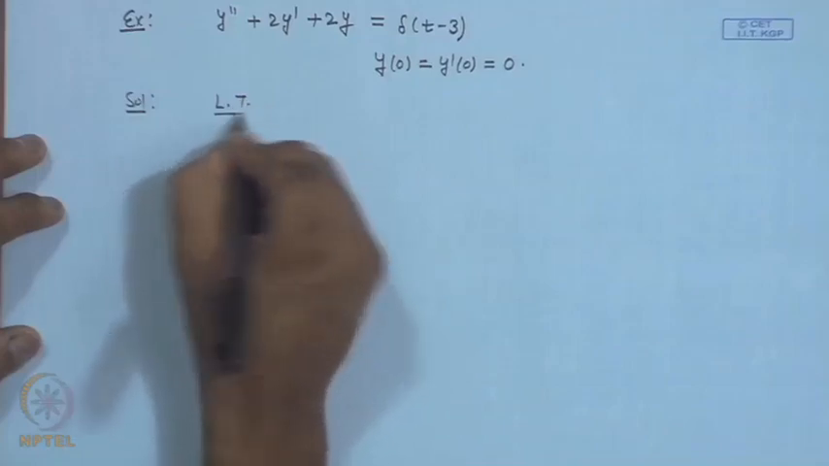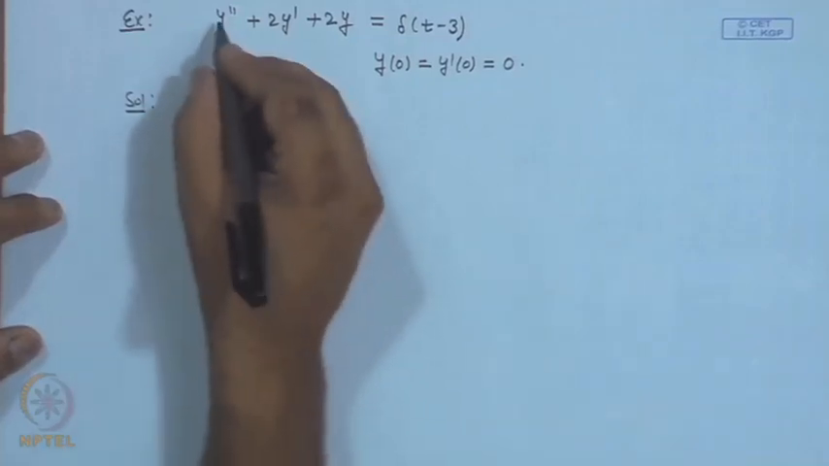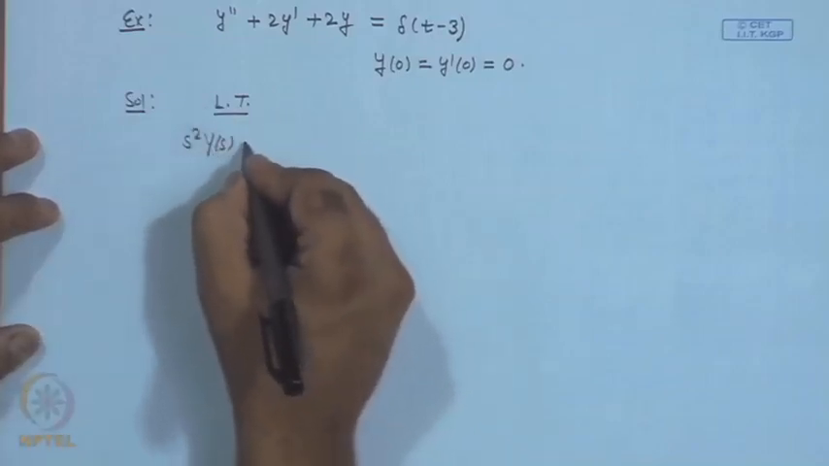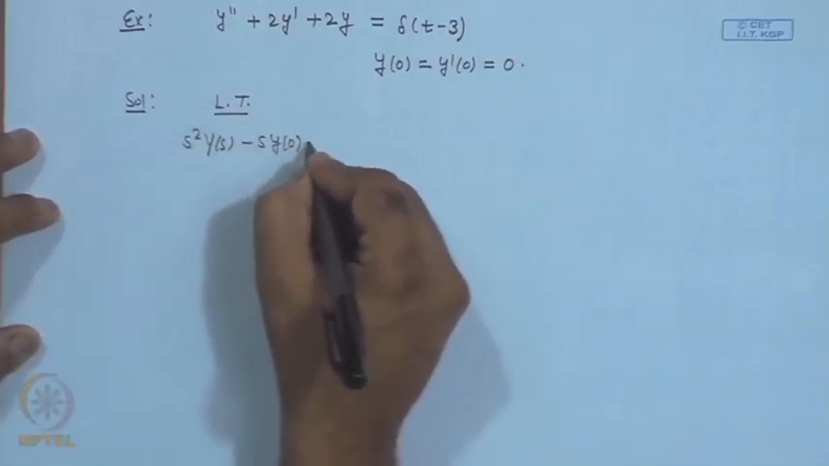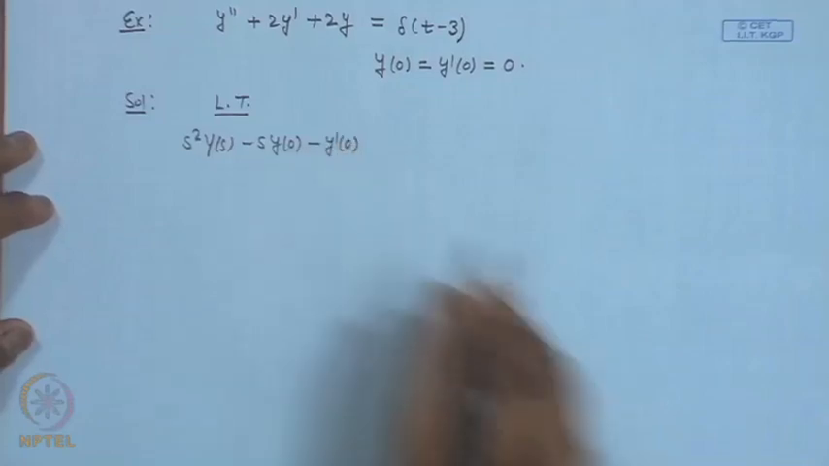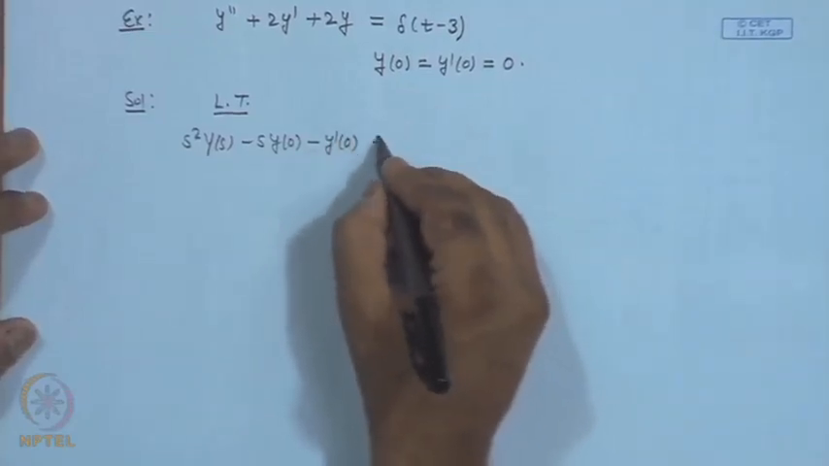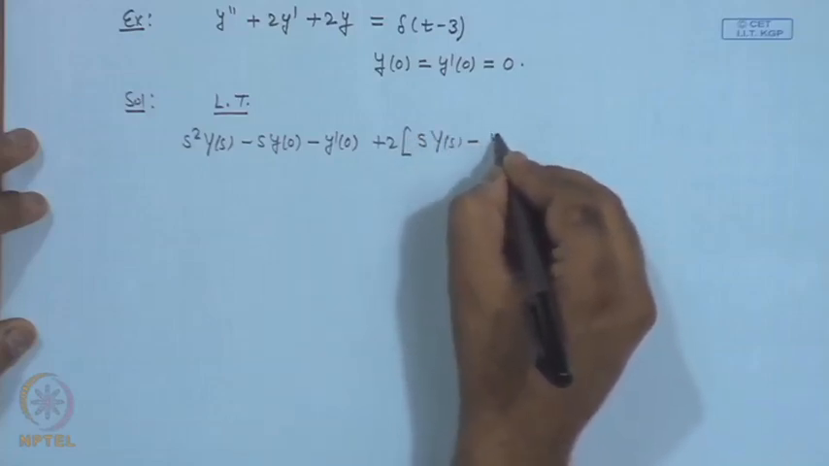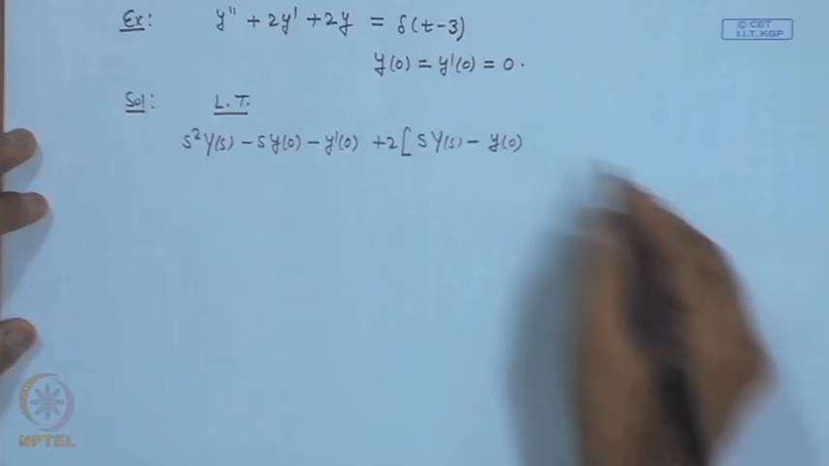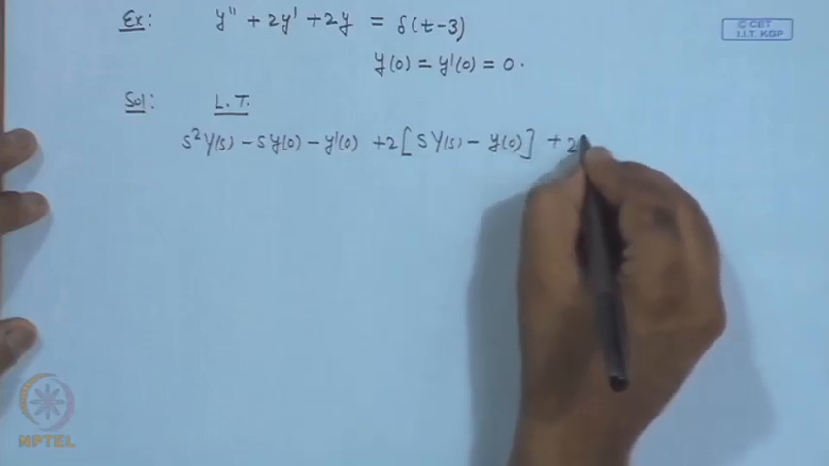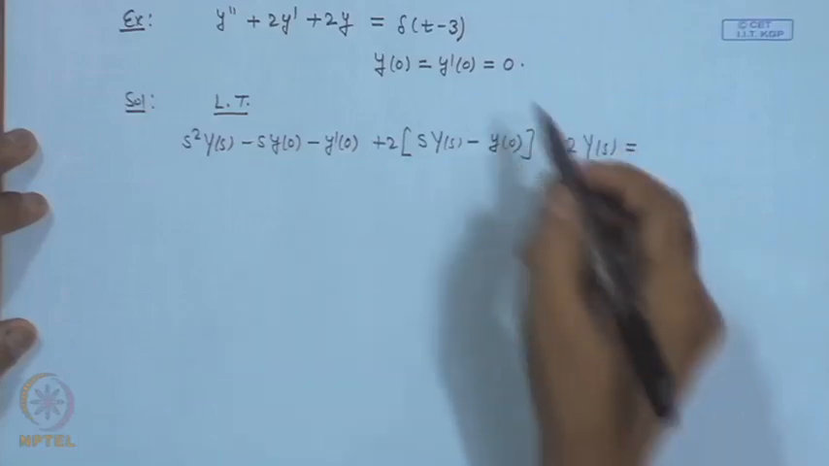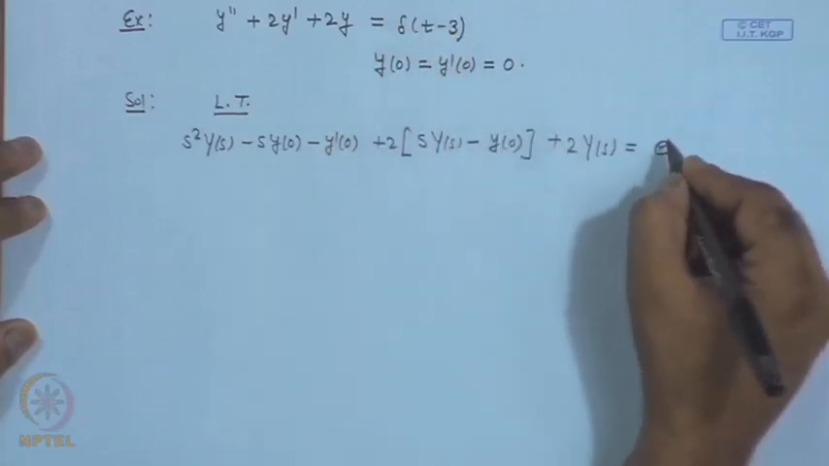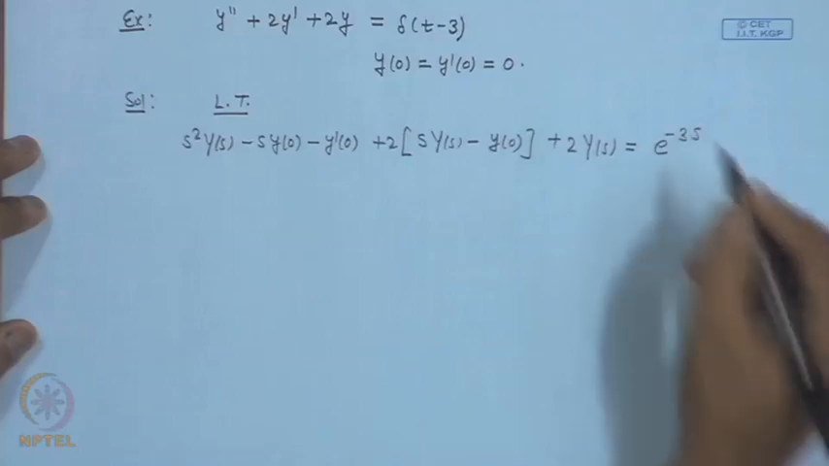We apply the Laplace transform to both sides of the equation. So, we have s square Y(s) minus s y(0) minus y prime 0, plus 2 times, again by the derivative theorem, s Y(s) minus y(0), and plus 2 Y(s). The Laplace transform of this delta function, which we discussed in the last lecture, is simply e power minus 3 s.